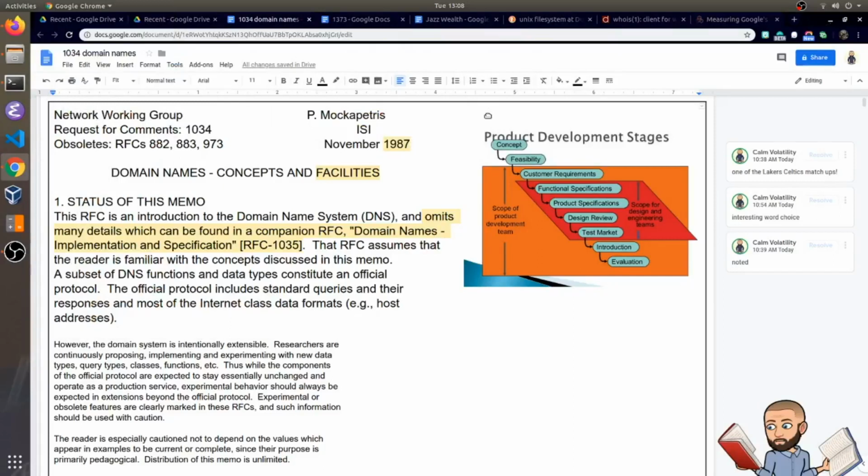So I don't want to get too crazy with these RFCs. I'm going to break this one and some of the longer ones up into parts. So this will be part 1. Be on the lookout for part 2. But RFC 1034 is all about domain names, concepts, and facilities.